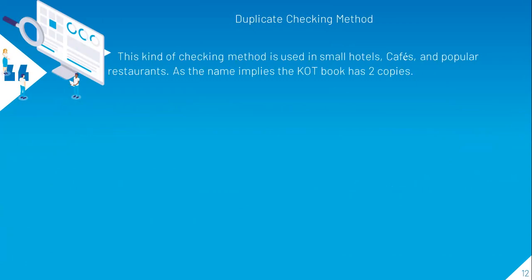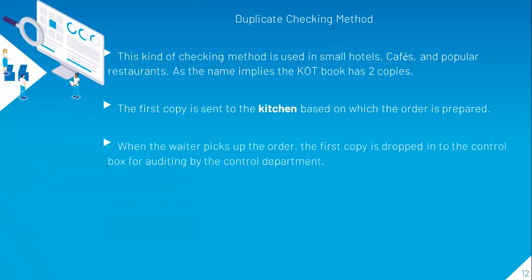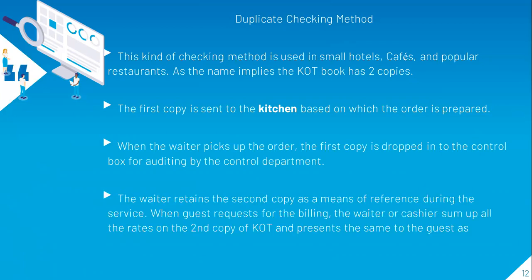Duplicate checking method. This kind of checking method is used in small hotels, cafes, popular restaurants. This has 2 copies. The first copy is sent to the kitchen based on which the order is prepared. When the waiter picks up the order, the first copy is dropped into the control box. The waiter retains the second copy as a means of reference during the service.